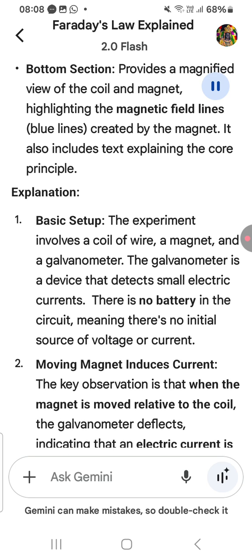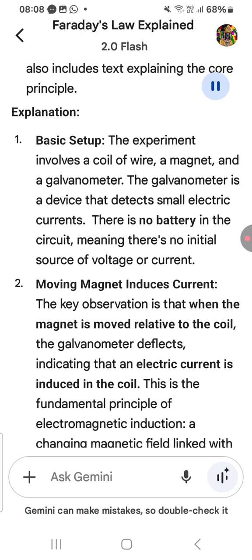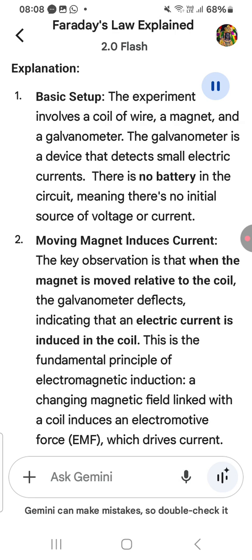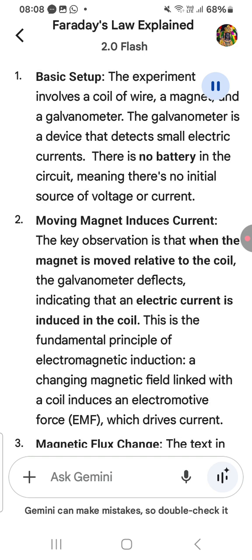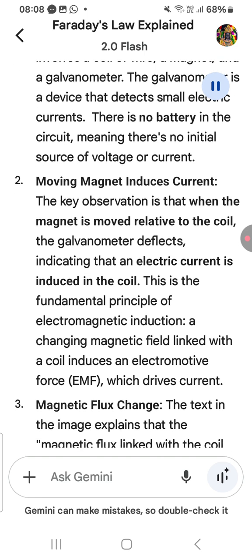2. Moving magnet induces current. The key observation is that when the magnet is moved relative to the coil, the galvanometer deflects, indicating that an electric current is induced in the coil. This is the fundamental principle of electromagnetic induction: a changing magnetic field linked with a coil induces an electromotive force, EMF, which drives current.